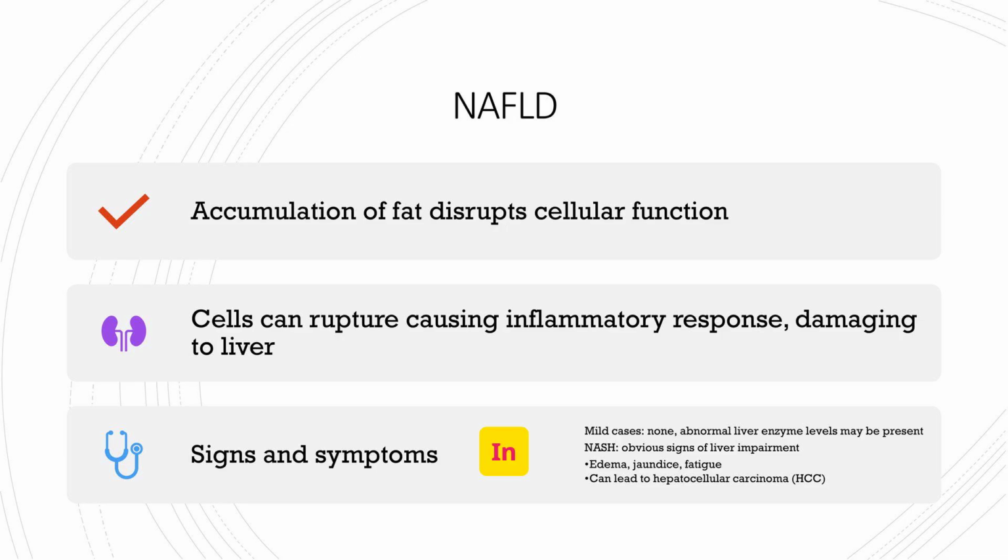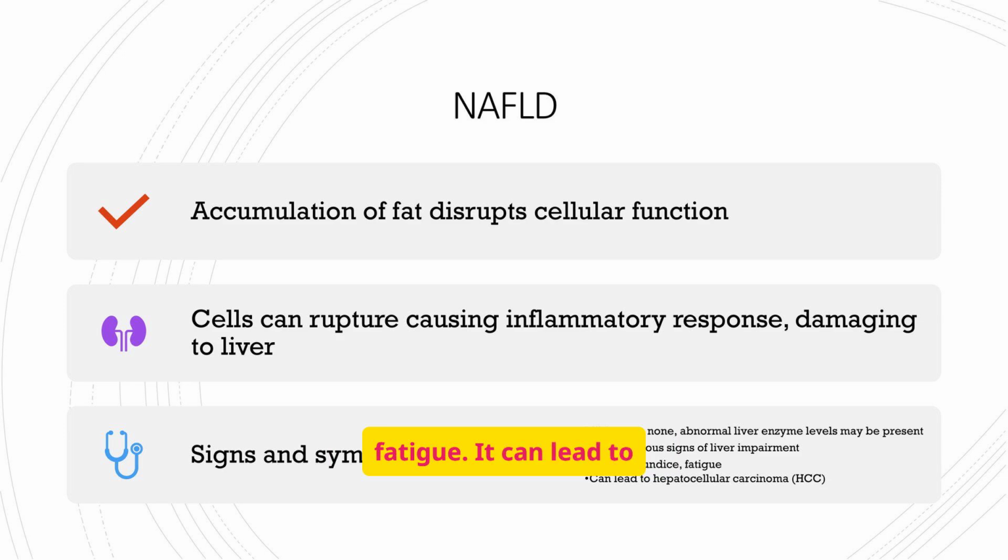In NAFLD, the accumulation of fat disrupts cellular function. Cells can rupture, causing an inflammatory response that damages the liver. Mild cases may have no symptoms, but abnormal liver enzyme levels may be present. NASH can present with obvious signs of liver impairment, such as edema, jaundice, and fatigue.